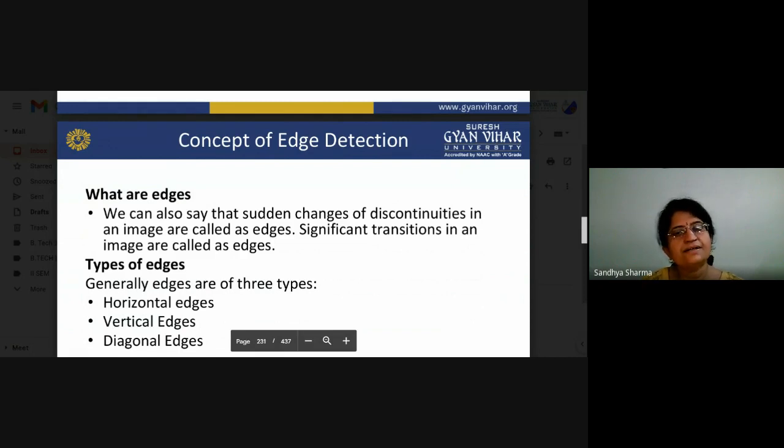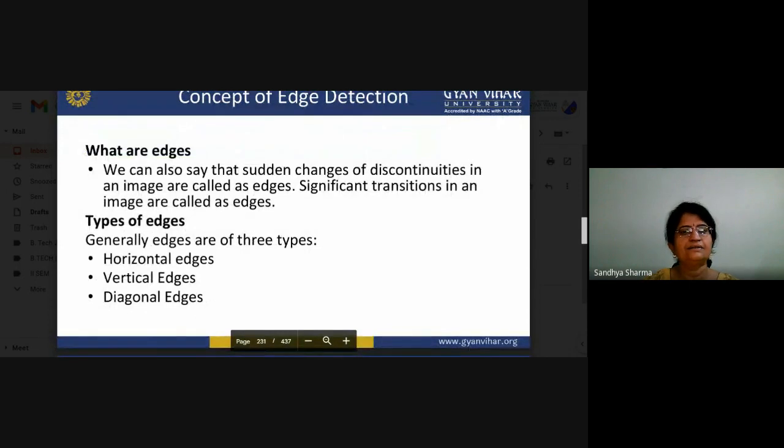So we can say that sudden changes or discontinuities in an image are called edges. Significant transitions in an image are called edges. Types of edges: generally, edges are of three types: horizontal edges, vertical edges, and diagonal edges.